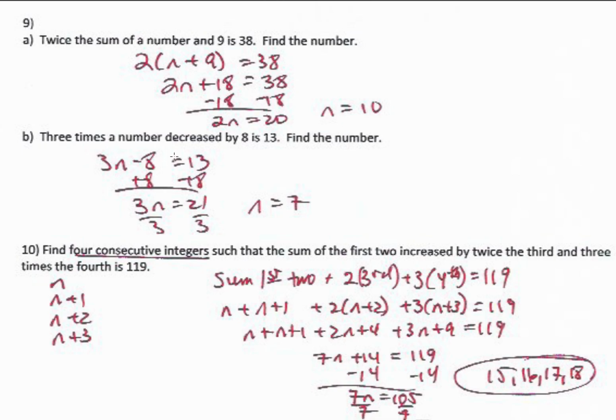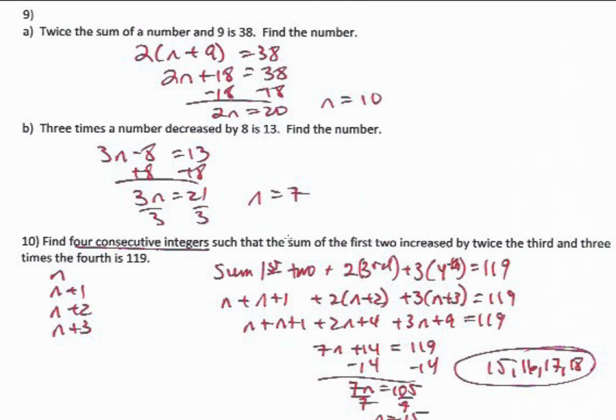Letter B, 3 times a number decreased by 8 is 13. Now, there's nothing about 3 times the sum or the difference, so we just do 3n minus 8 is 13. Add 8 to both sides, 3n is 21. Dividing by 3, n is 7.